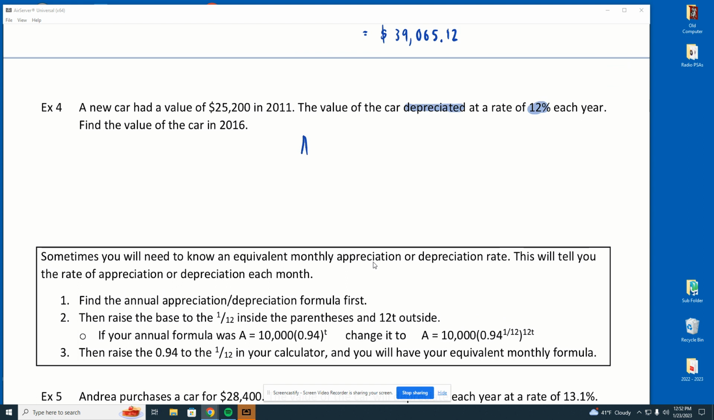So here we go. A will equal, what's P? 25,200 times what? 1 minus 0.12 raised to the fifth power. Landon, why'd you say 5? That's exactly right. The value of the car in 2011 to the value of the car in 2016. 5 years. So literally, I go to my calculator because I don't have anything else. I type this just the way I see it into my calculator, and I'll have my answer. What'd you get?